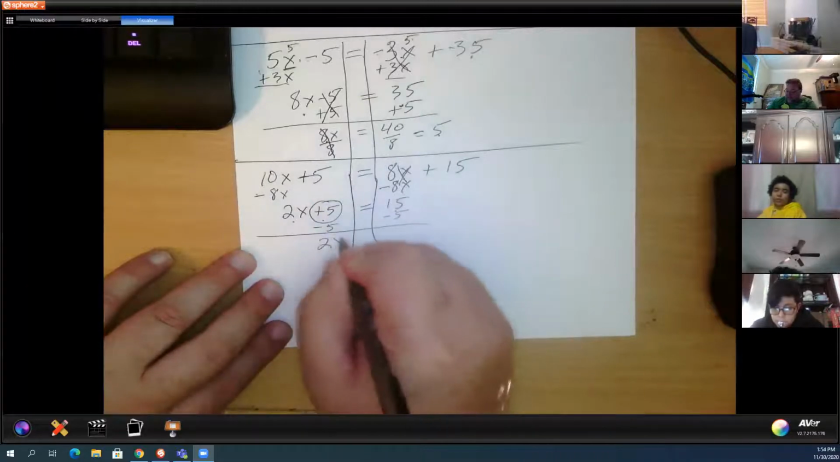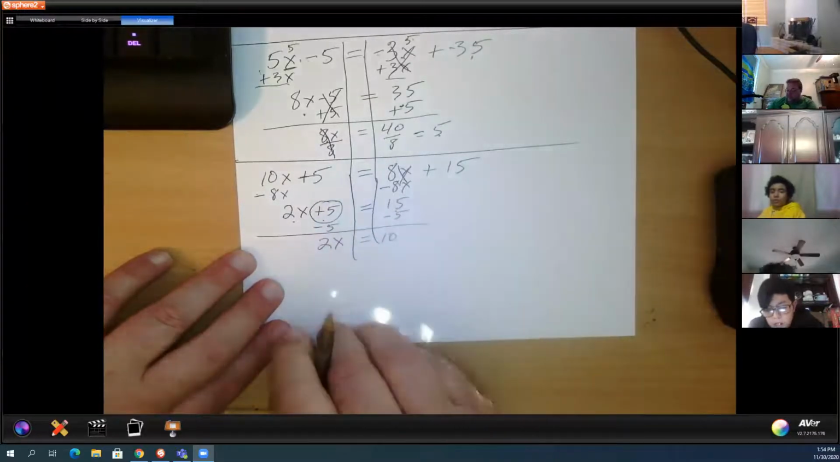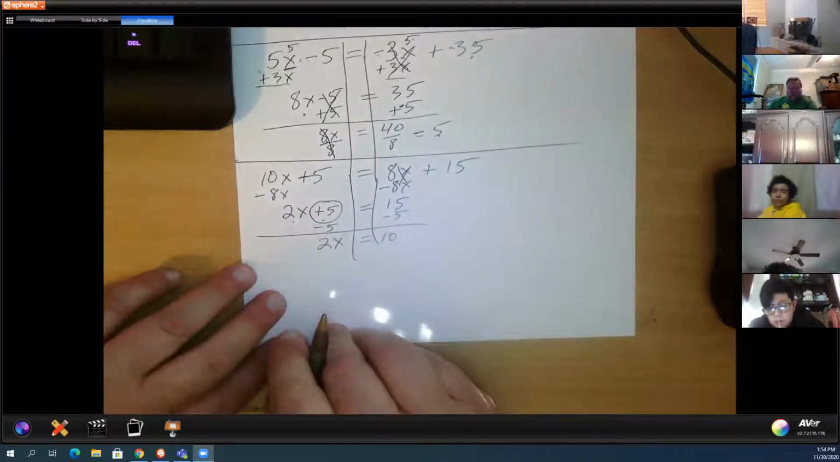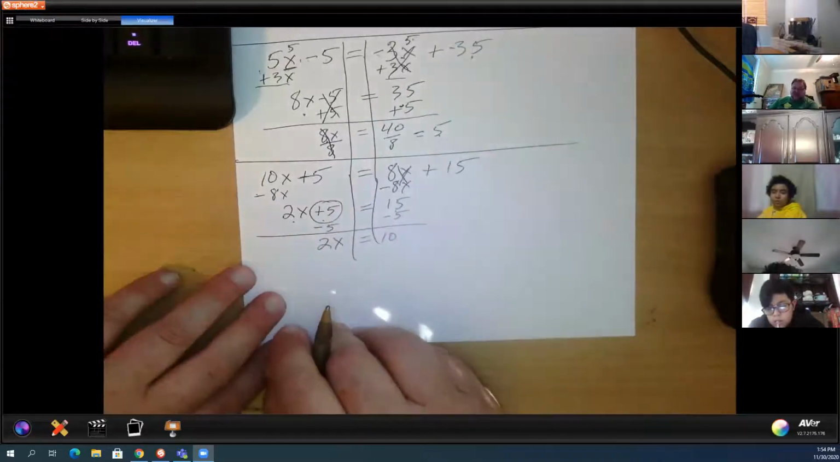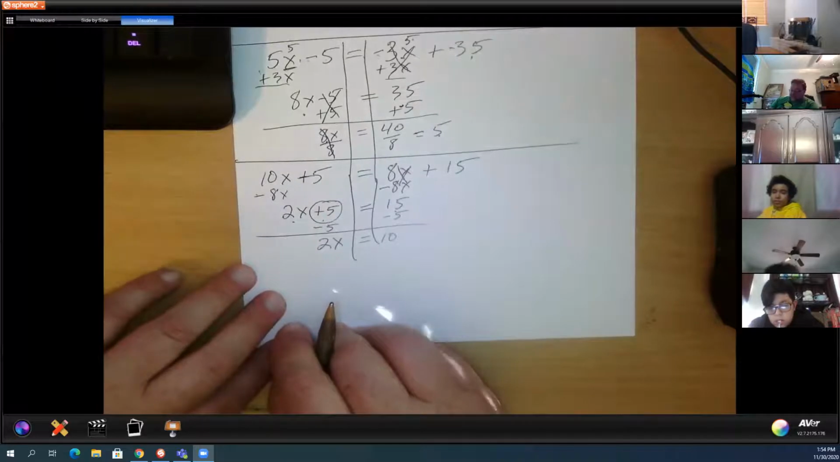Now I get 2x equals 10. Wow, that came out even again. That was not on purpose that time. I just kind of threw some numbers up and got lucky. I love it when that happens.